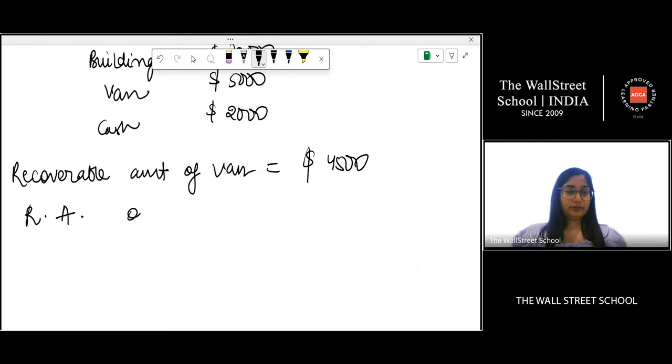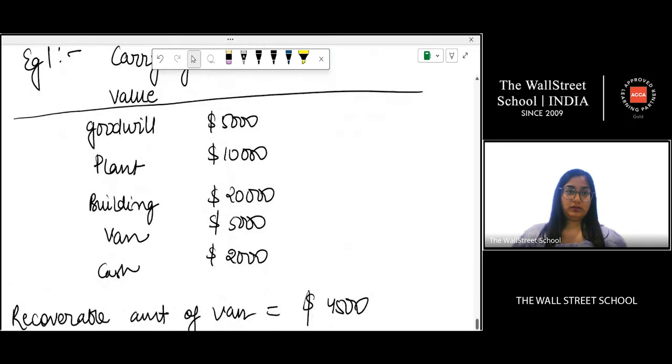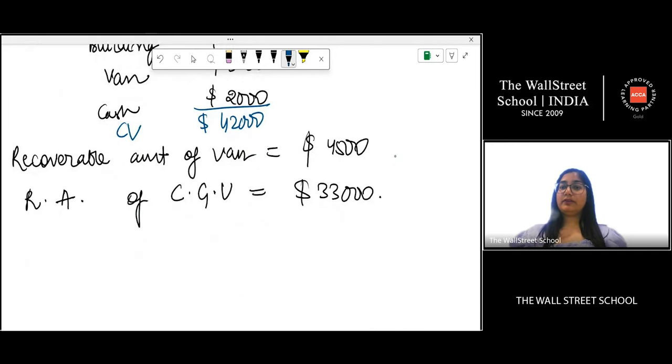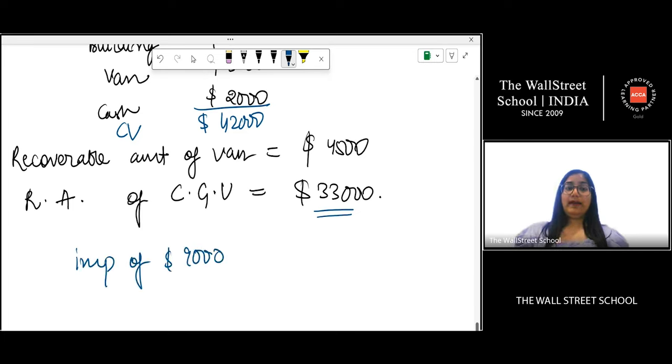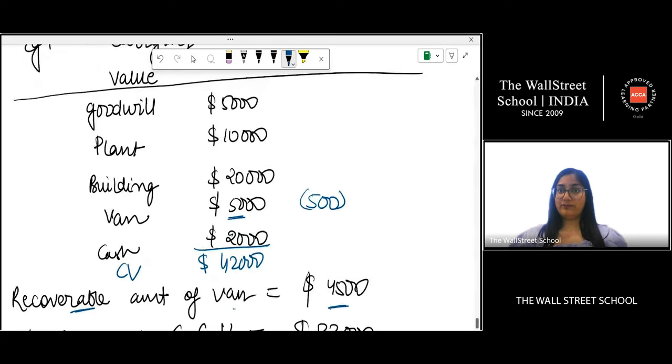RA is recoverable amount, okay. CGU is cash generating unit. So in this example, if we calculate the total carrying value, this is the total carrying value of the CGU that we have. And what is the recoverable amount? 33,000. So is there any impairment happening? Impairment of $9,000 in total. And it says that the recoverable amount of the van is 4,500. What was the carrying value? 5,000. That means during the year, 500 is the impairment that would have been charged on this van.